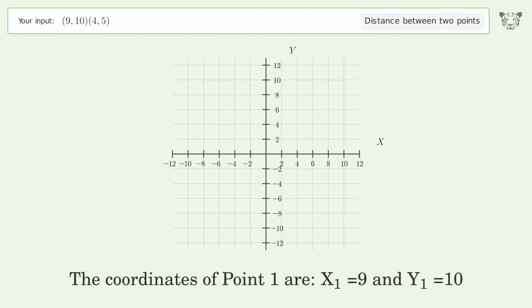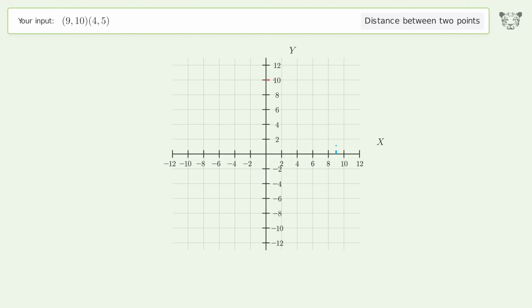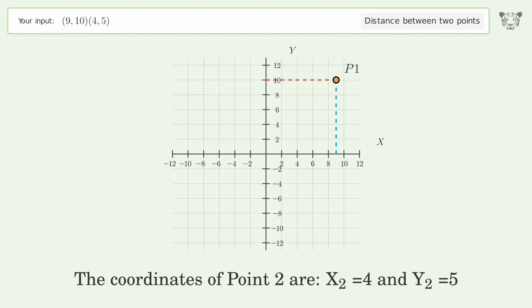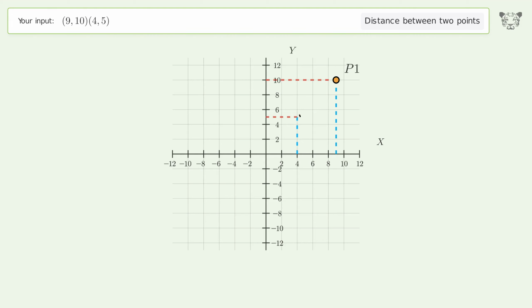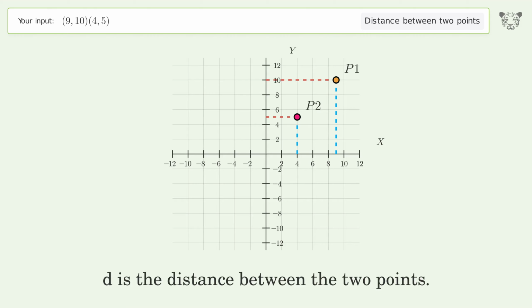The coordinates of point 1 are, x1 equals 9 and y1 equals 10. The coordinates of point 2 are, x2 equals 4 and y2 equals 5. D is the distance between the 2 points.